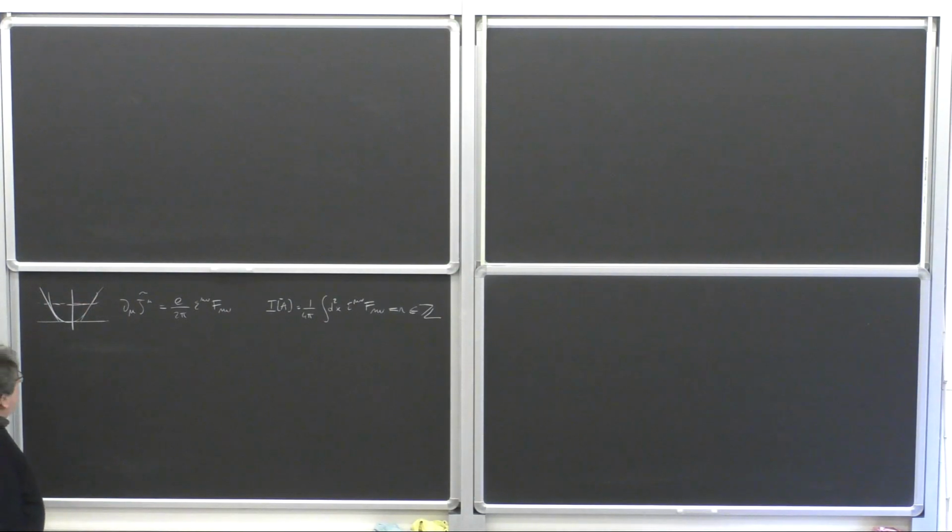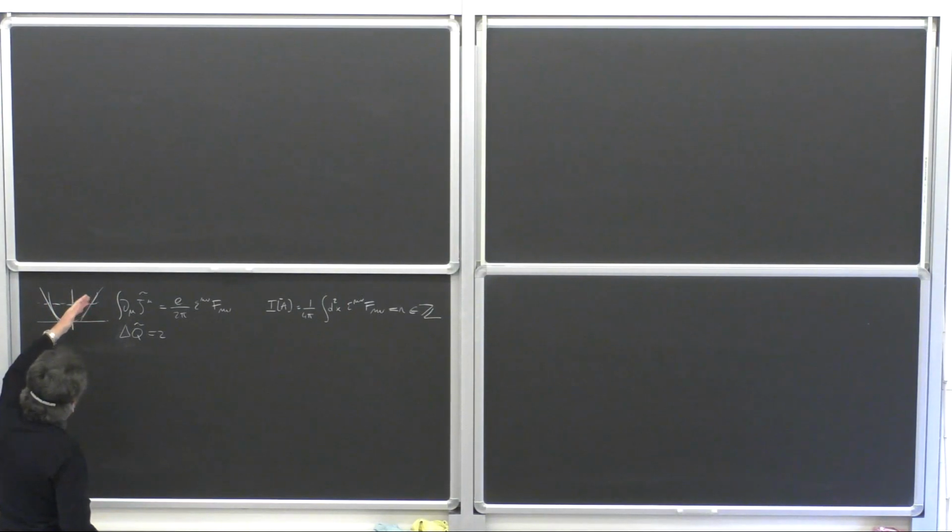Then we said, if I integrate this in space and time, as a special case I get delta Q tilde equal to 2, which is moving one electron in each side, one side up, the other down. The spectrum returns to itself.